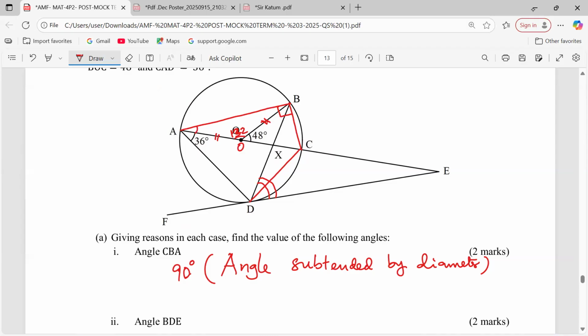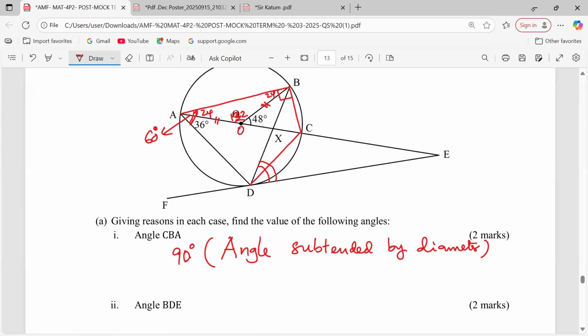Then the 48 is divided here. 24, 24, like that. So if those angles are equivalent to 24 each, then the whole angle at point A shall be equal to 24 plus 36. This gives us exactly 60. So the whole of this angle at A is 60 degrees.